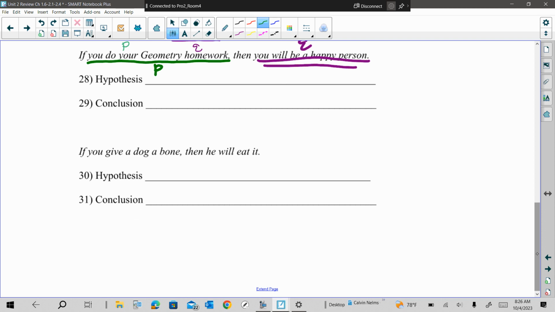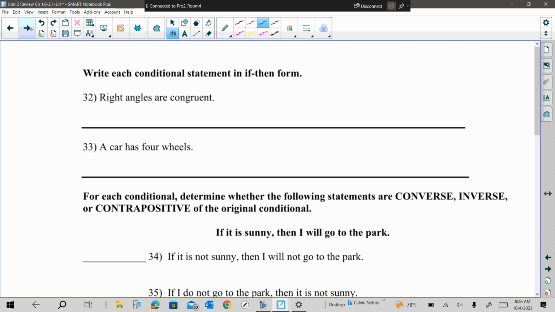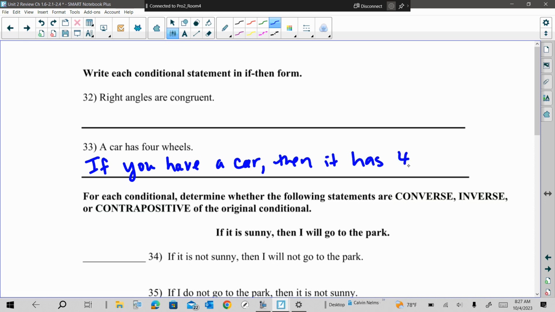All right, so if we go to the next section, now we have to take the statement and put it into an if-then form. Write it as a conditional. If I tell you a car has 4 wheels, we need to change this to if and then. So if what? If you have a car, then it has 4 wheels. That's all we're doing. I can change the statement into if-then form.